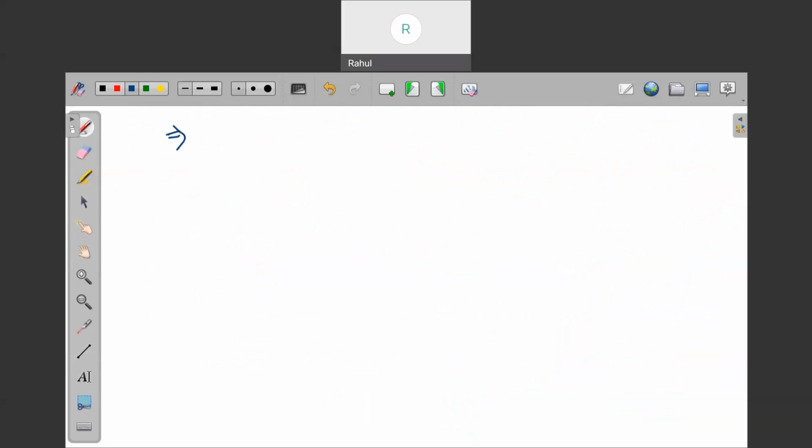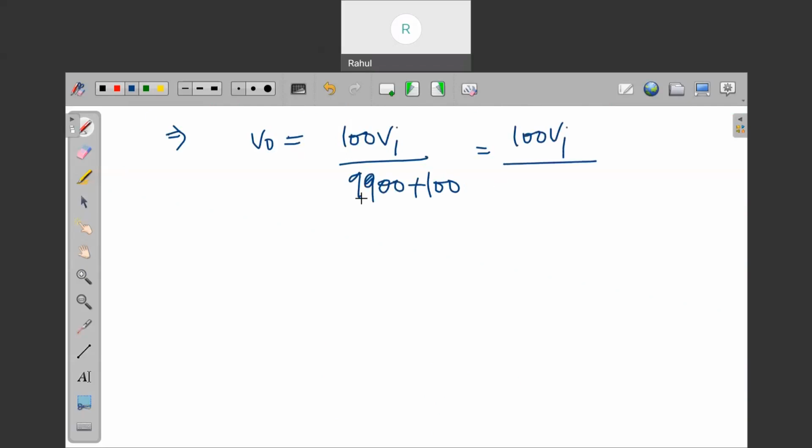So your V out will be what? Your V out will be 100 into Vi upon 900 plus 100, right? So it is giving you 100 Vi upon, it is 1000, right? It will not be 1000, it will be 10,000 because there is 9900. So please take care of that.